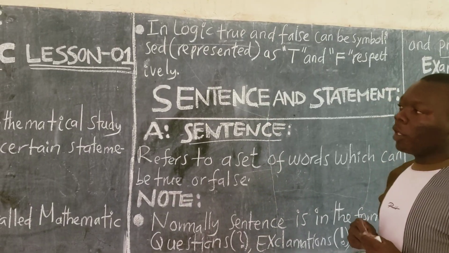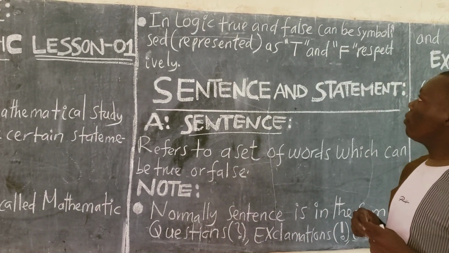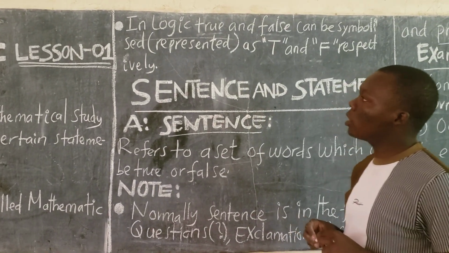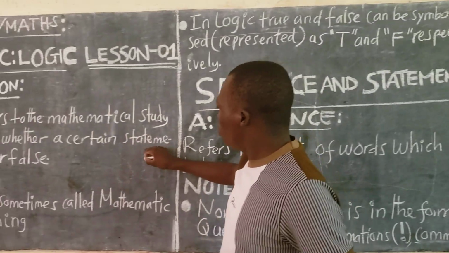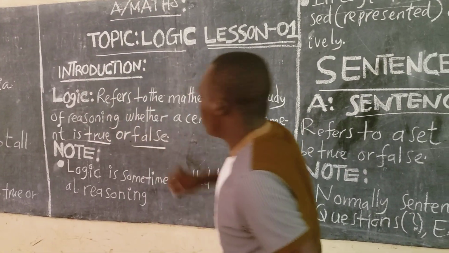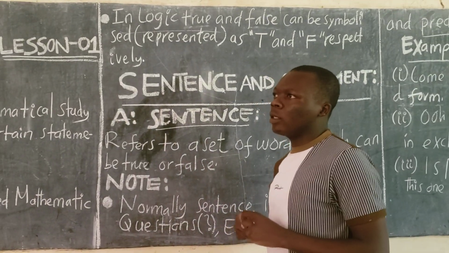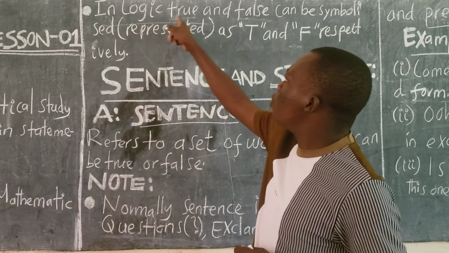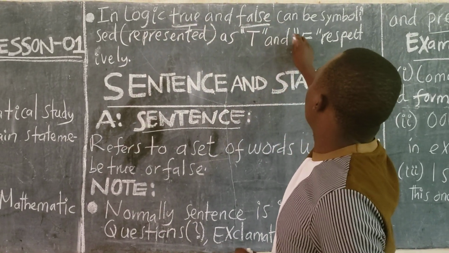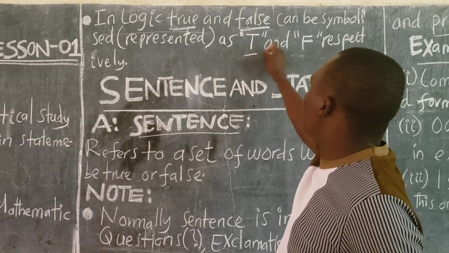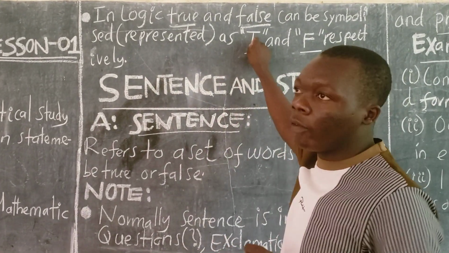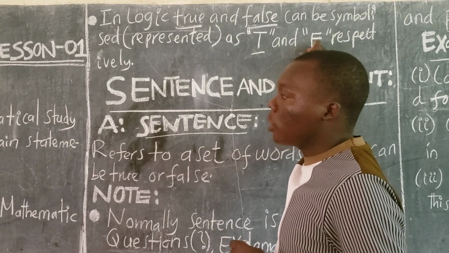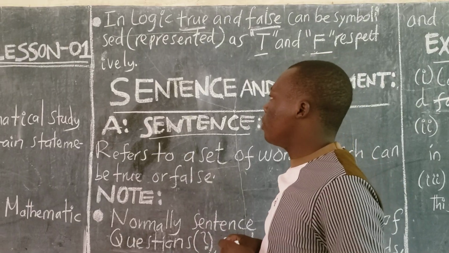Also, from the definition of logic, we have noted that logic is the mathematical study of reasoning whether a certain statement is true or false. Now, you need to understand how true and false are denoted in logic. In logic, true and false can be symbolized or represented as T and F respectively. So T stands for true and F stands for false. That is all about the introduction of logic.